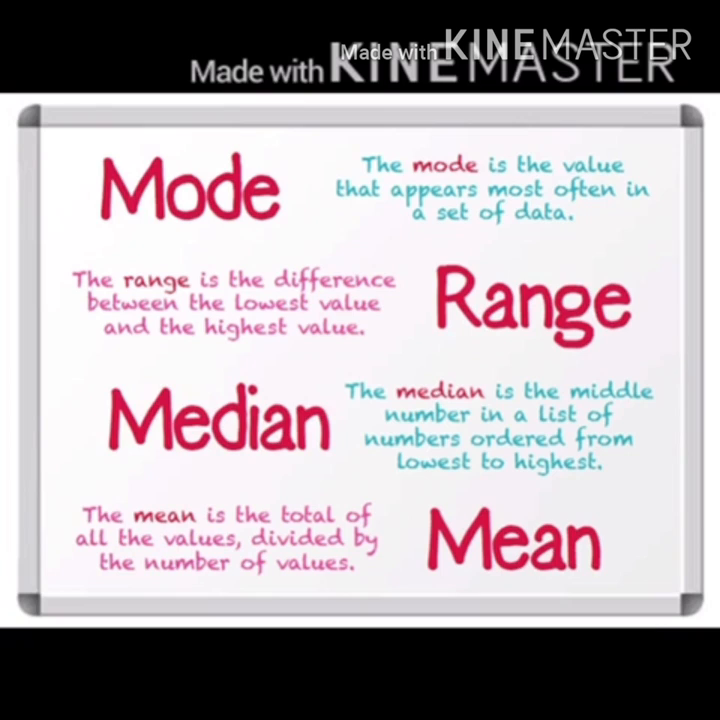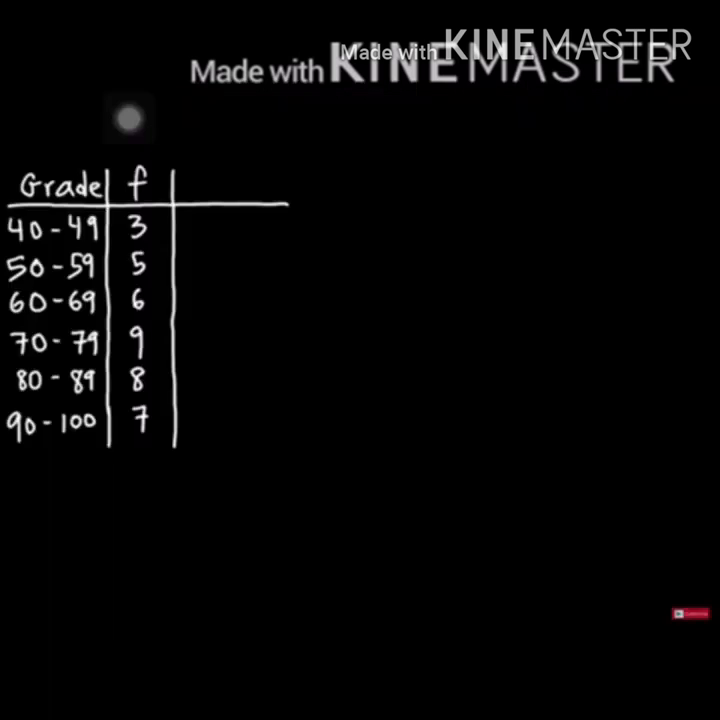The mode is the value that occurs most often. If no number in the list is repeated, then there's no mode for the list. And lastly, the range is the difference between the lowest and highest values. In this video, we are going to talk about how to calculate the mean of a grouped frequency table.